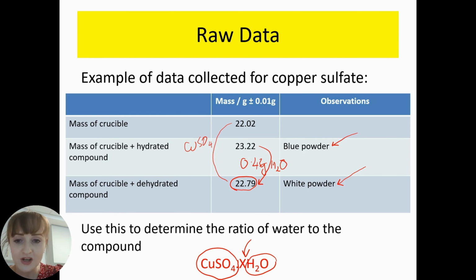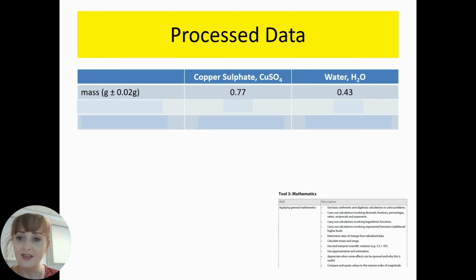Now that I know the masses of each one, I can link that to their molar masses to determine the number of moles of each one. The molar mass is easy. I just calculate it based on the values on the periodic table. Then I can determine the number of moles using mass divided by molar mass.